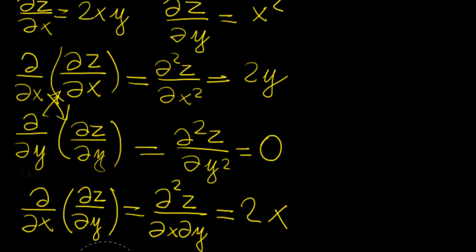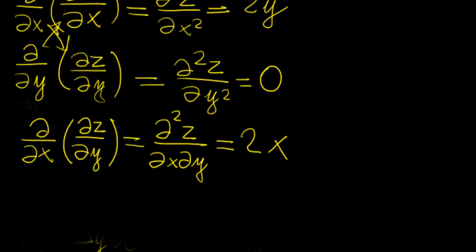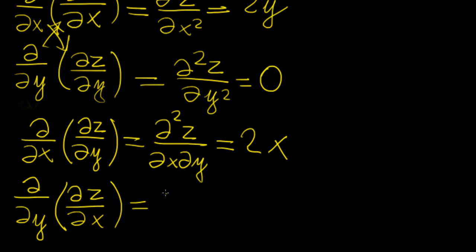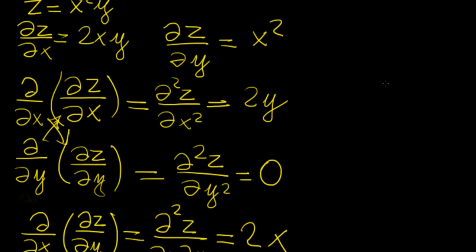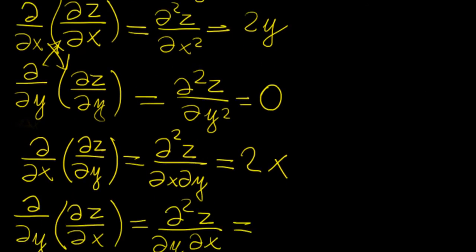And similarly, if we apply the same method to this particular one, so partial derivative with respect to y of the partial derivative with respect to x is the same as writing second derivative, and this is a mixed derivative, equals to what? Well, we know that our first derivative with respect to x, that was 2xy. So now if we differentiate this with respect to y, we're just going to get 2x.